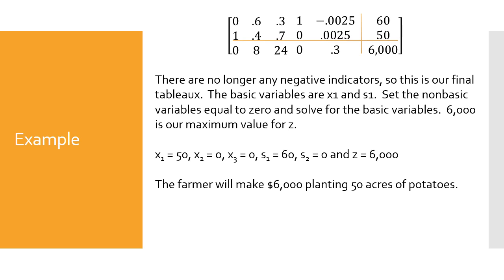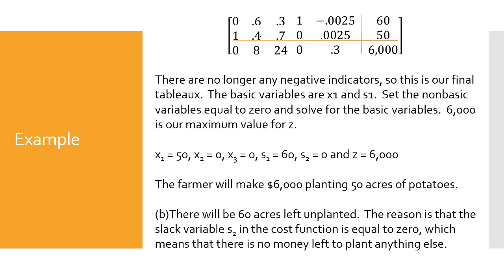So the farmer will make $6,000 if he plants 50 acres of potatoes, and this is the most he can make given the constraints. There will be 60 acres of land left unplanted. That is our slack variable. And the reason that it's going to be unplanted is that there's just simply no money left to plant anything else after planting the 50 acres of potatoes.